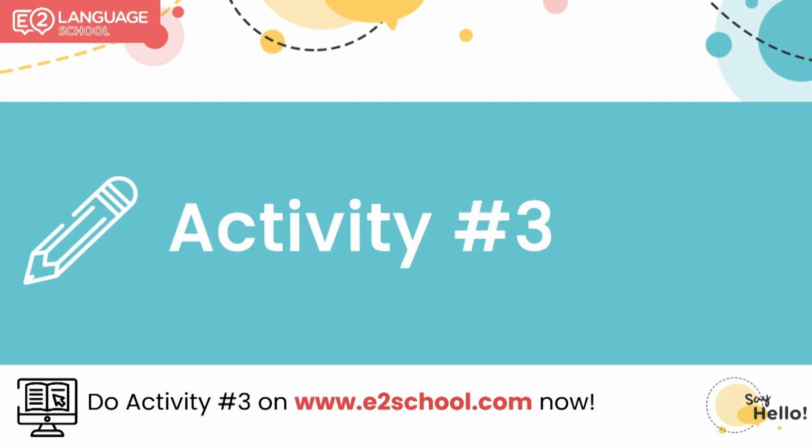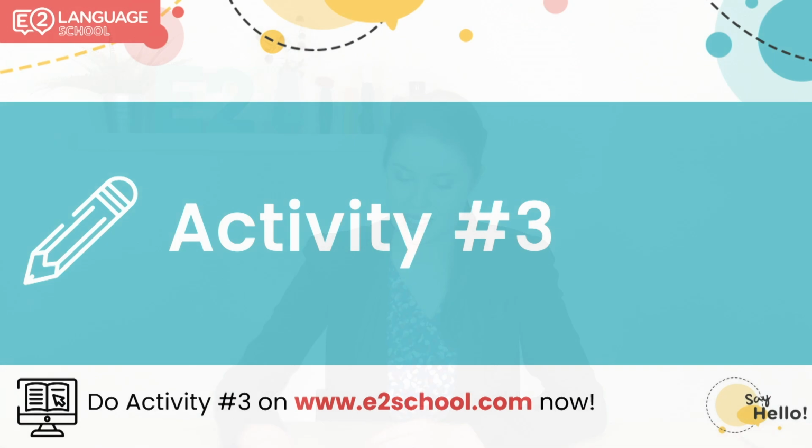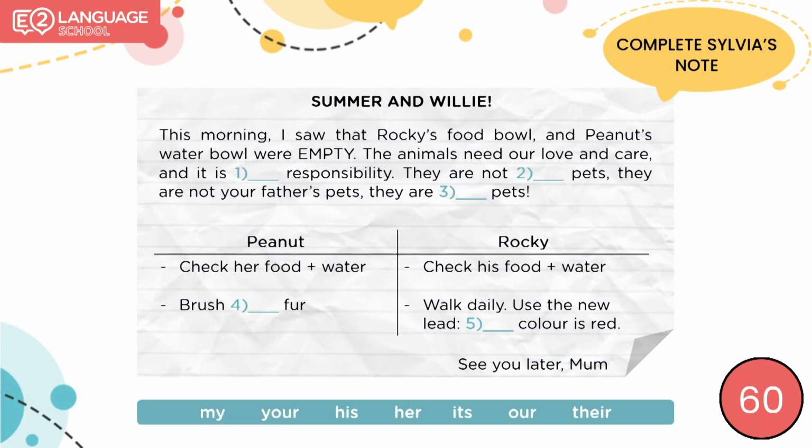Okay, time for activity number 3. Now, in this activity, I'm going to show you a note that Sylvia has written to Summer and Willie. Your task is to complete Sylvia's note with the missing possessive pronouns. So there are 5 pronouns you need to choose. You have 1 minute for this activity.